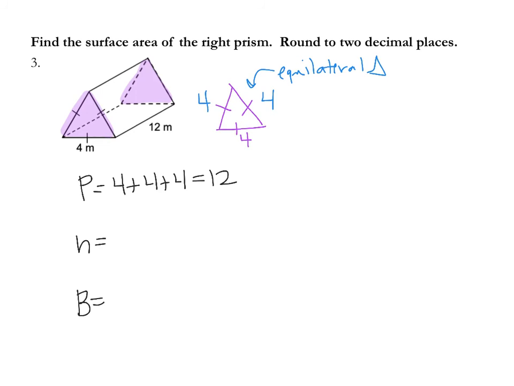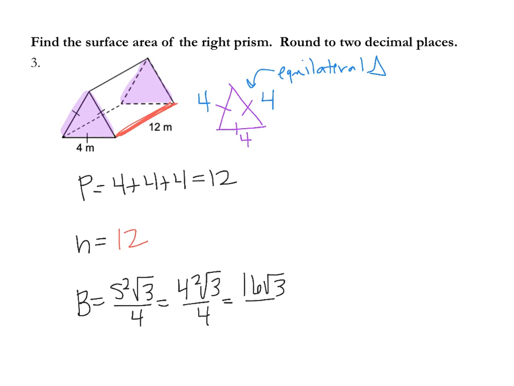The height is the line that's connecting the 2 triangles together. That's going to be 12. And then to find big B, we have to think about the fact that this is an equilateral triangle and use that special formula. It's going to be side squared radical 3 over 4. And the side is 4. So that's going to be 4 squared radical 3 over 4. Which is 16 radical 3 over 4, and you get 4 radical 3.